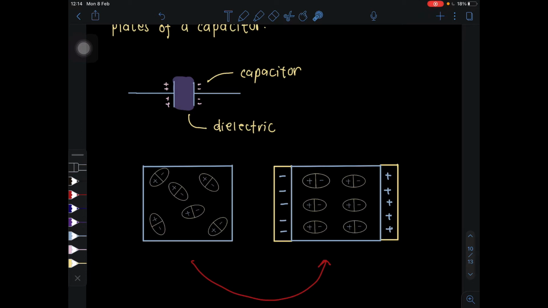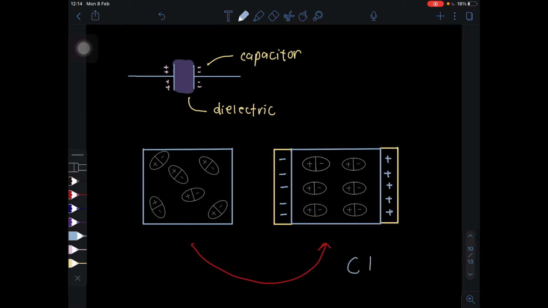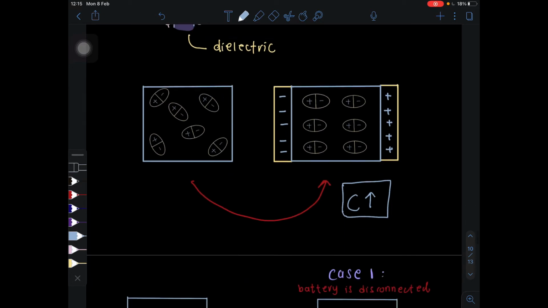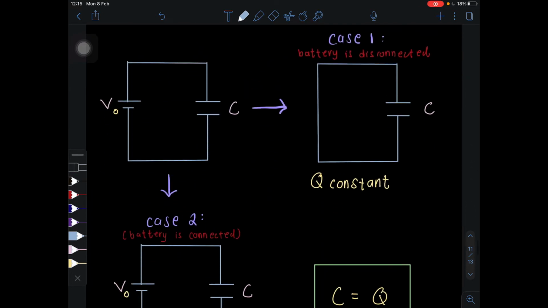Okay, kesimpulannya dekat sini, always ingat, if we put dielectric, capacitance will increase. Macam mana kita tahu capacitance will increase? Okay, kita tengok case by case dekat sini. So here we have a capacitor connected to a battery. So kita tengok case yang pertama.